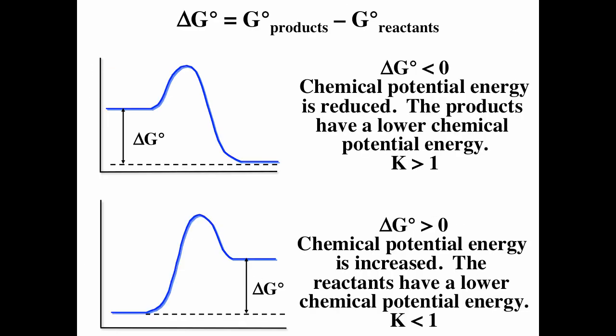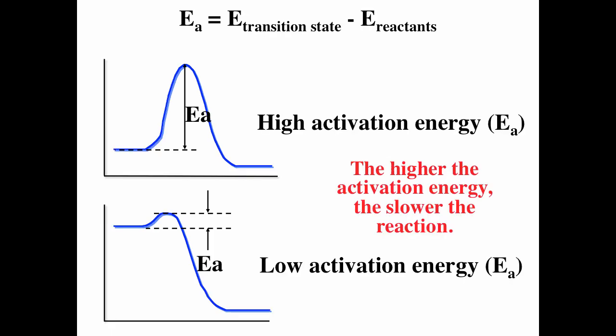Now if we take this plot a little bit further and look at two examples, on the top we have delta G less than 0, on the bottom we have delta G greater than 0. On the top one, the chemical potential energy of the products is less than the reactants, and so that equilibrium constant should be greater than 1. On the bottom one, the chemical potential energy of the products is greater than the reactants, and so the reactants are more stable, and so that equilibrium constant is going to be less than 1.